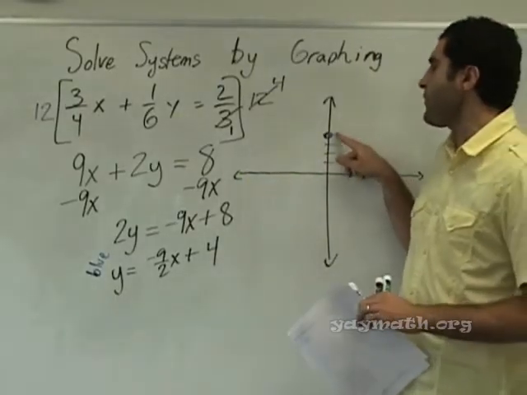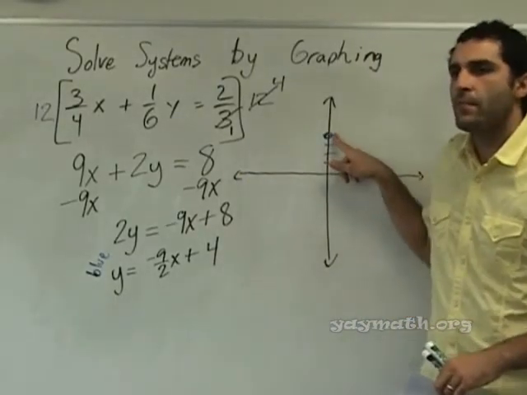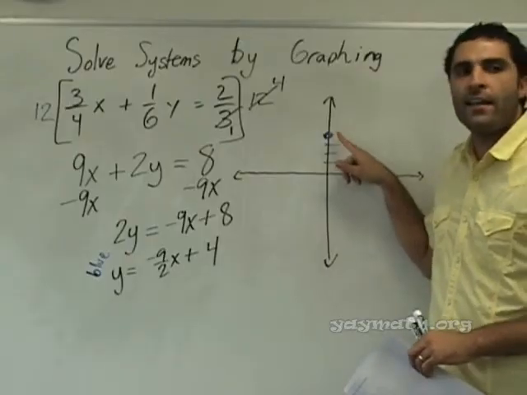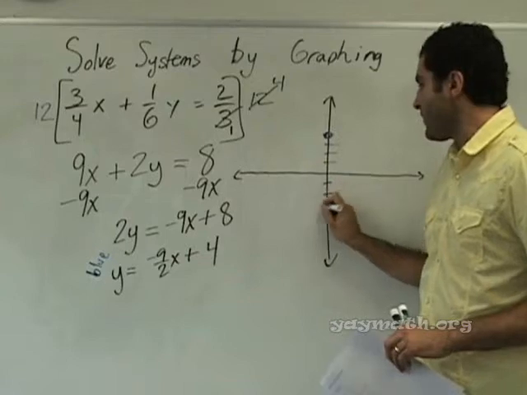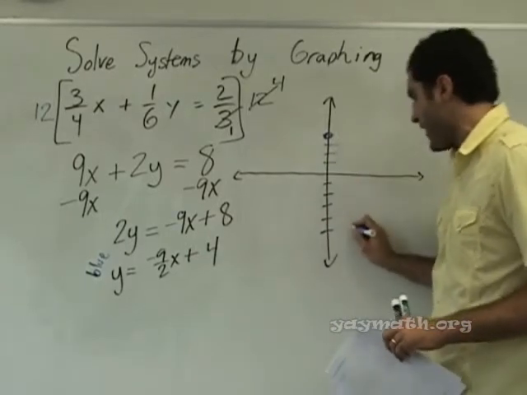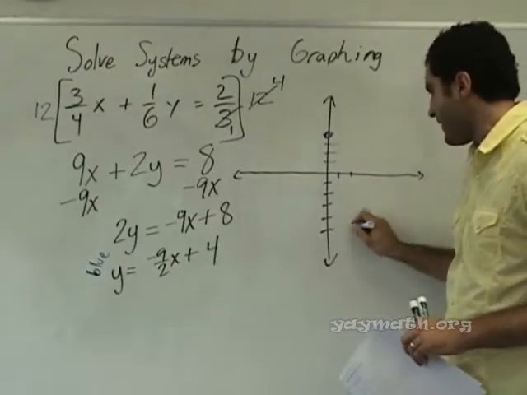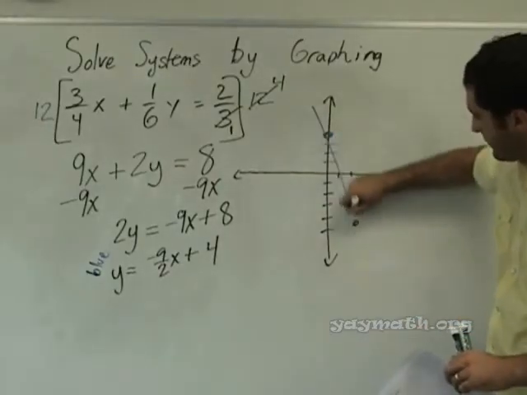Okay, so we started at 4. Which way first? Up, down, left, or right? Down. Down 9. Over to the right 2. 1, 2, 3, 4, 5 more makes 9. To the right 2. Here it is. Graphed it.